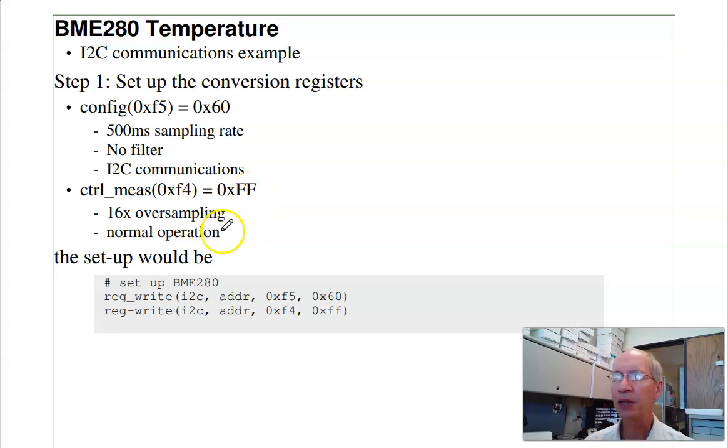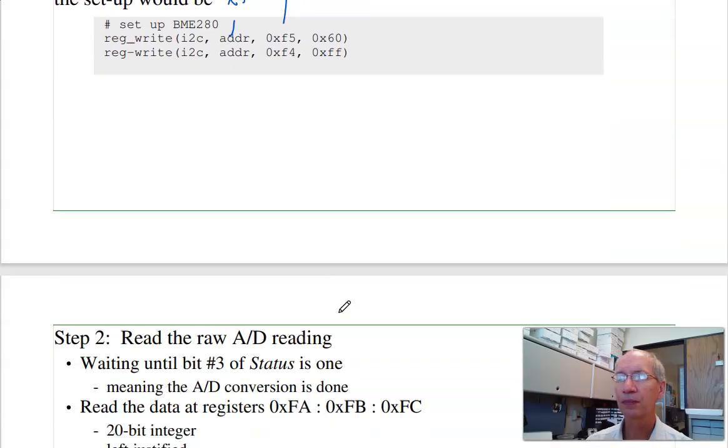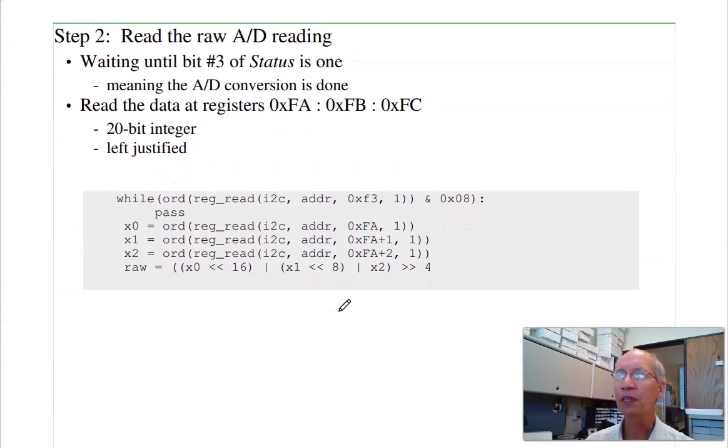The commands to do that would be a register write. I'm going to write to the I2C bus. This is 76, the address of the BME 280 sensor. I'm going to write to F5, and here's my data, 60. Write to register F4, data is FF. Once I've done that, I can now start reading the sensor.